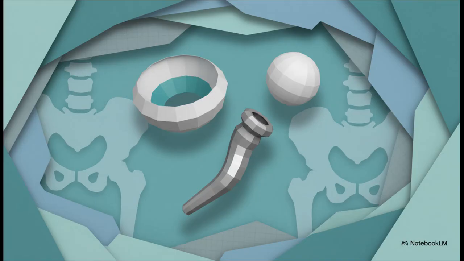Now, regardless of how you fix it in place, every total hip replacement is built from these three core parts. You've got the acetabular cup, which becomes the new socket. You have the femoral stem, which goes down into the femur. And finally, the head, which sits on the stem and creates the new ball for that ball and socket joint.